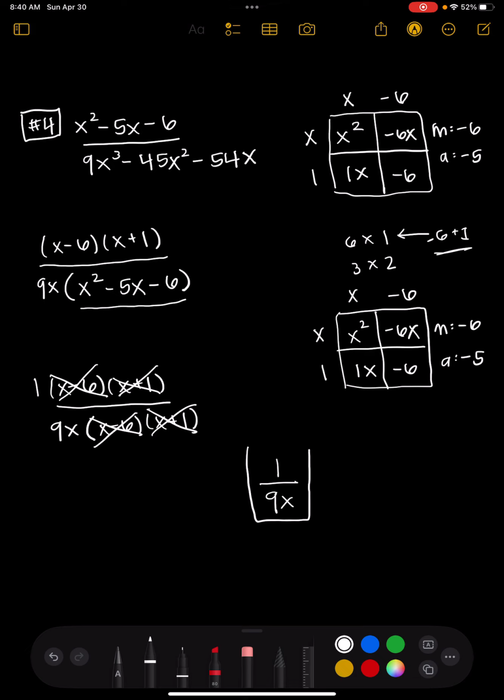And this is our simplified version. Notice that it did simplify down quite a bit. And so simplifying these things really does help, especially when you're trying to do other things with them, like multiply or divide or anything like that. So try and simplify first before you do any of that. And that's how we simplify rational functions.